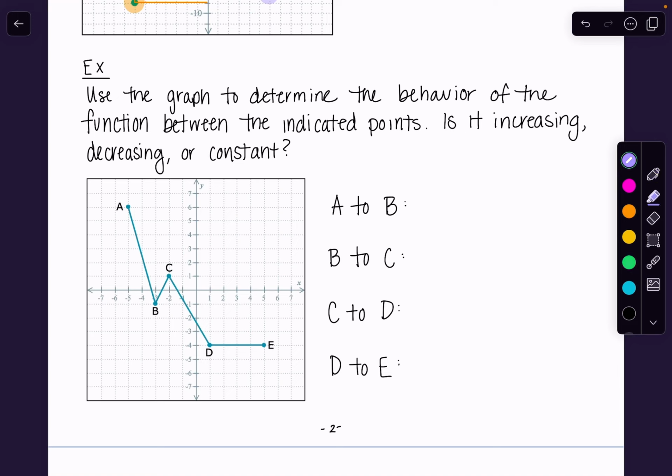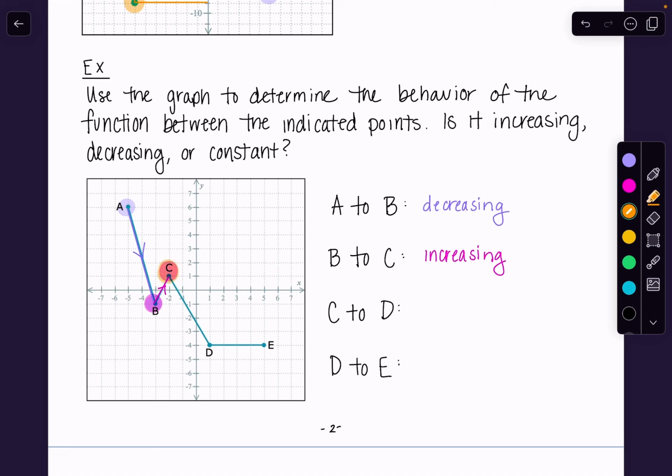So starting with this first piece, I want to go from A to B. So if I think about how I'm traveling along this graph from A to B, I'm going down. And if you think of down, that would mean that the graph or the function is decreasing between these 2 points because it's falling. Moving from B to C, if I go ahead and trace that graph here, my graph is climbing upwards. So we say the graph is increasing on this portion.